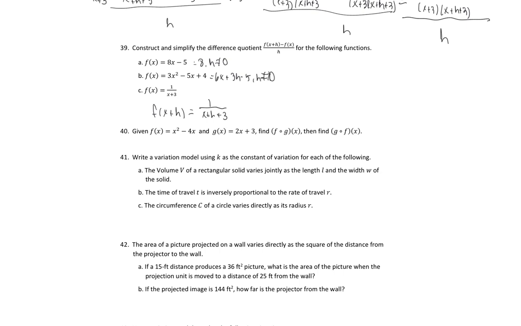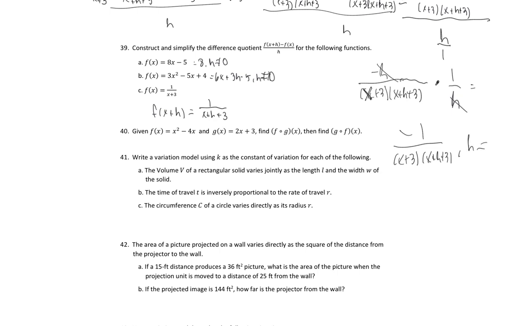And so I'm going to write this h on the bottom as h over 1. When you're dividing, anything divided by 1 is itself. I haven't changed anything. Whenever you have two fractions divided, you can keep, change, flip, so I'll keep my top fraction the same, x plus h plus 3. And I'll change this from division to multiplication, and then I'll flip over my second fraction. And these h's cancel. So our difference quotient is going to be negative 1 over x plus 3 times x plus h plus 3 when h is not equal to 0. And that is our final answer.